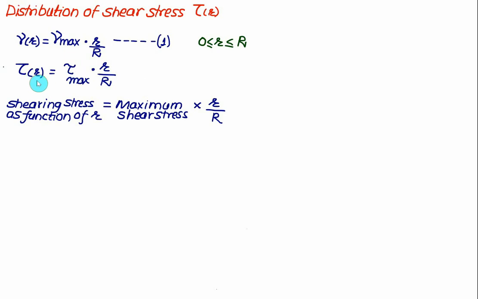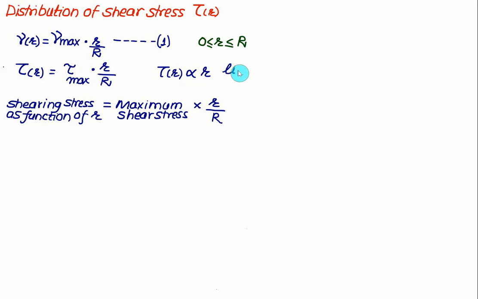Then the shear stress as a function of the radius r is equal to tau max multiplied by r divided by capital R. Clearly here tau r is proportional to the radius r, because the value of tau max divided by R is constant, that is, the maximum shear stress divided by R is constant. So tau r is proportional to radius r.